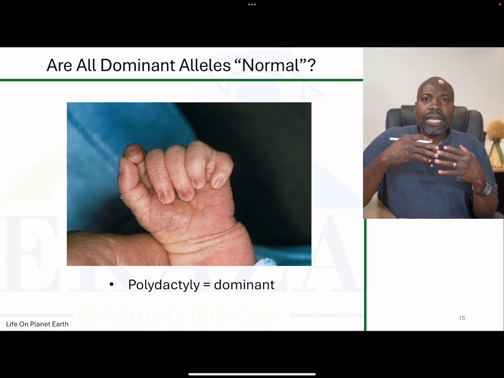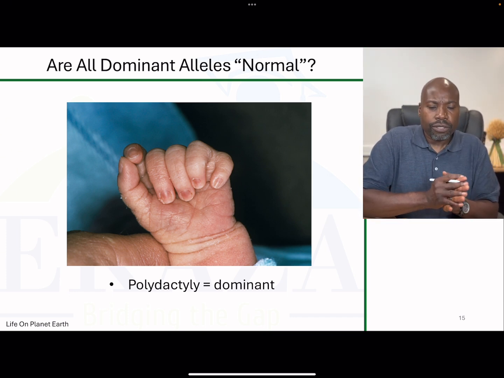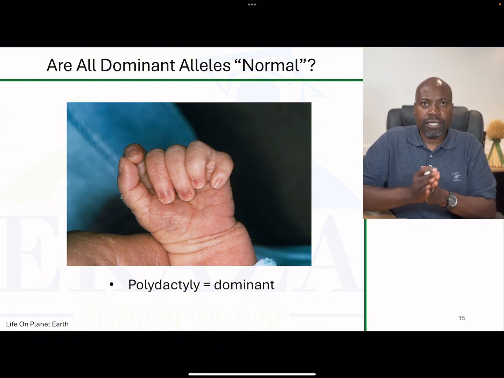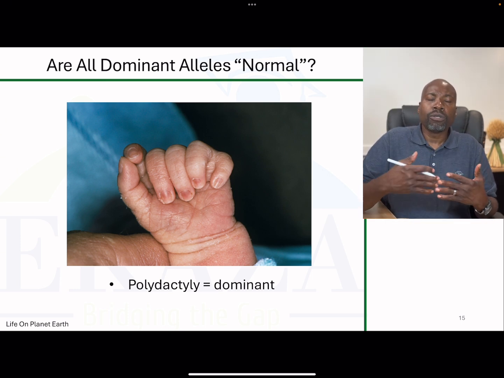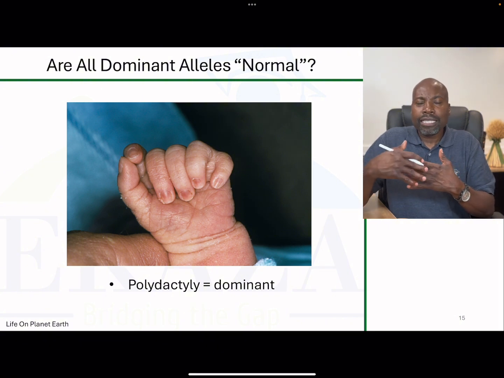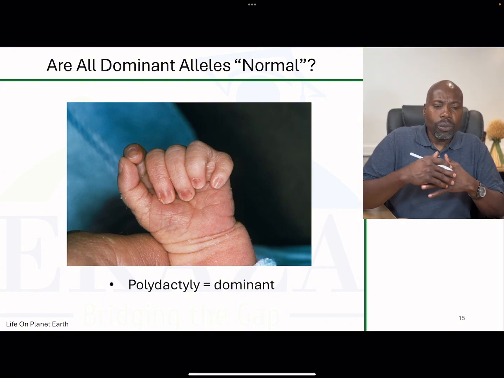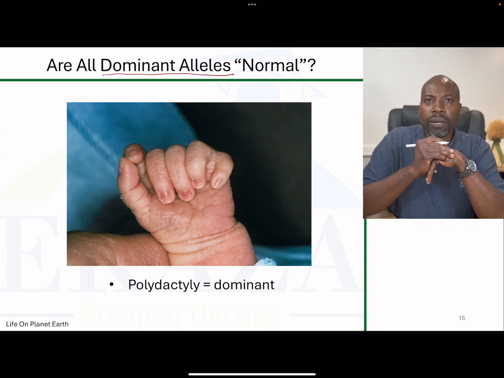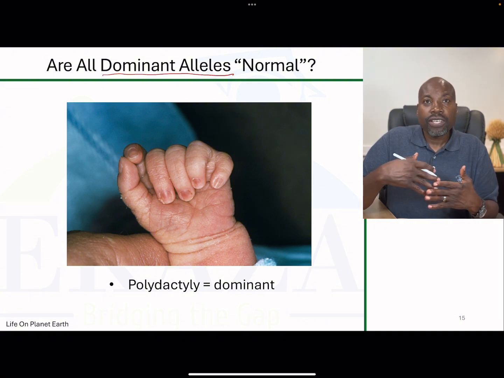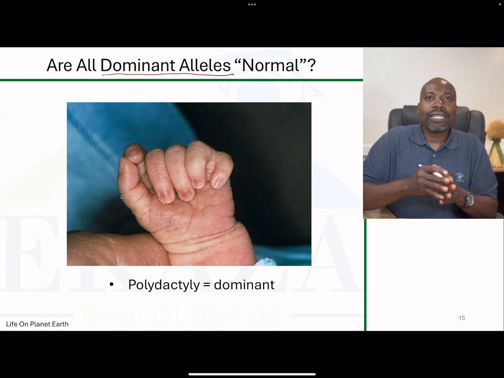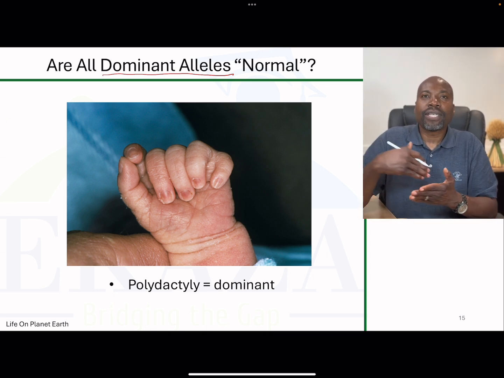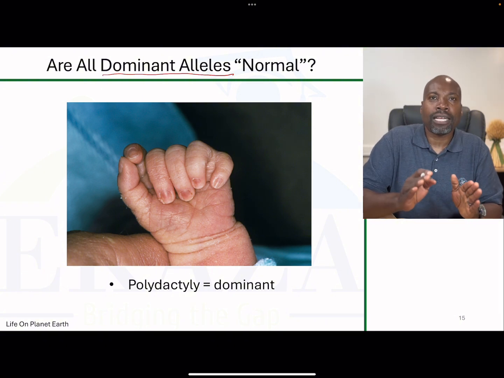So considering this, the role of meiosis, we notice that some features are dominant, some features are recessive. However, what we observe when it comes to looking at details in a population, we see that not all dominant alleles are necessarily normal. Now, the reason why I mention this is because there is a tendency to believe that dominant means normal, recessive means abnormal. That is not true at all, okay?